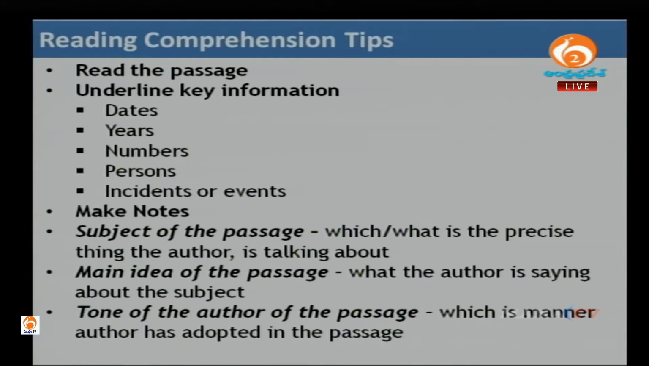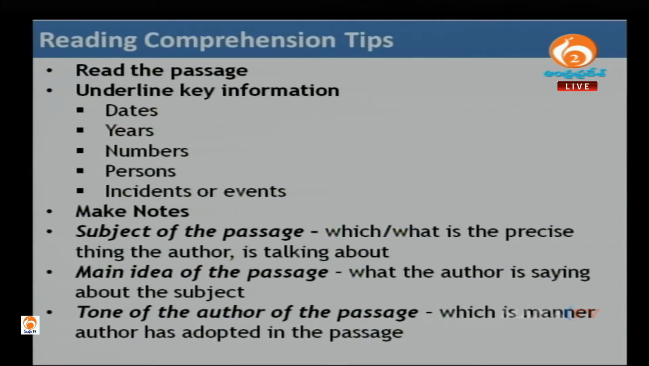Reading the passage, underline key information, that is dates, years, numbers, persons, incidents or events. So when you are reading the passage, you should underline each detail that is mentioned there. There are a few details: dates, years, numbers, persons. Like numbers, if they mentioned there were 20 baskets, you will underline the 20 baskets part. If they are persons, they are names of persons. There is a certain person named John, a certain name Mary. You will underline those names so that you remember that these are the people that the author is talking about.